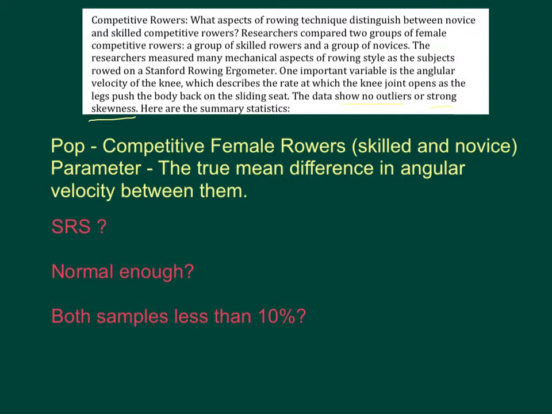As we go through our assumptions and conditions, the first one on the list is, is this a simple random sample? We're going to have to assume that this is a reasonable set of two different simple random samples. Is it normal enough? Well, as I said just a moment ago, it said that the data showed no outliers or strong skewness. So we're going to say yes, good enough for us in AP statistics. In real life, I think we'd probably like to take a look at the data a little bit more.